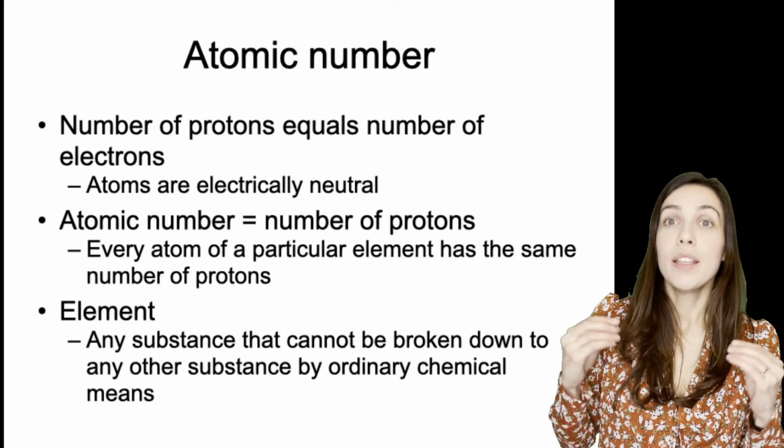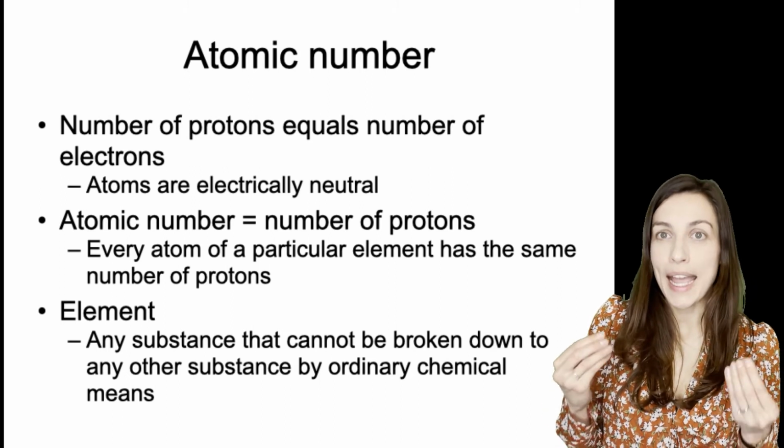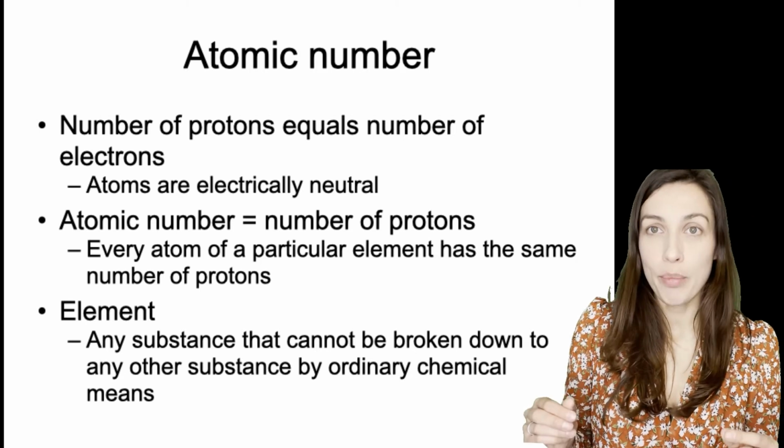So if all of the atoms that make up the universe are made up of protons, neutrons, and electrons, what makes a hydrogen atom different than a gold atom or an oxygen atom? How can we say that there are over 100 different kinds of atoms if they're all made up of the same stuff? The most basic way to define a type of atom, or an atom of each chemical element, is by its atomic number.